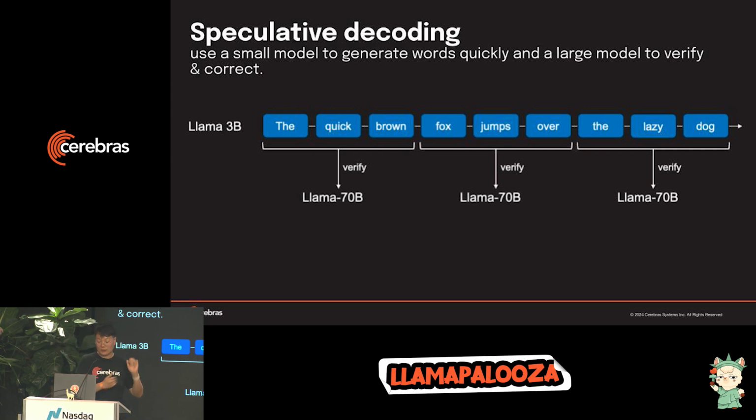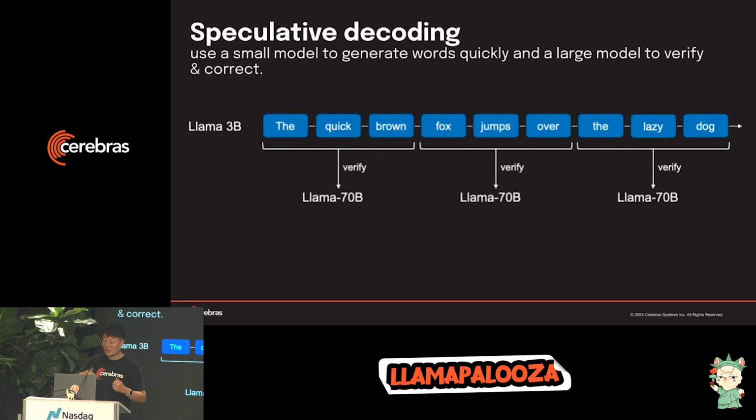So in this example, the Llama-3B model generates multiple words, right? The quick brown fox jumps over the lazy dog. But after generating a couple of words, like 3 words, the larger Llama-70B model verifies whether the sequence is correct, and if it looks good, it moves on. If not, the Llama-70B larger model will adjust or regenerate the words as needed. So this technique significantly improves efficiency.